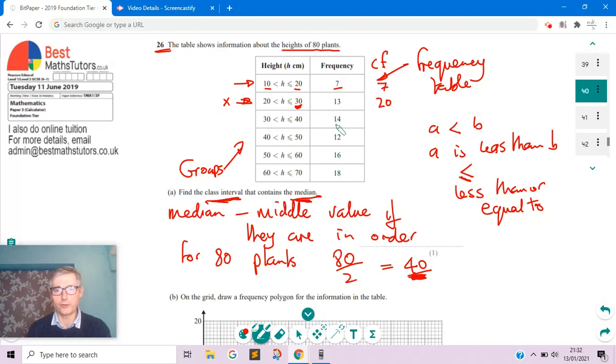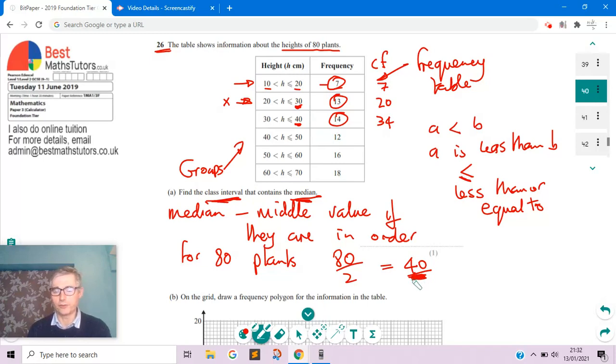If we then add this 14 onto that 20, we're going to get 34. That's the running total, and it's telling me that there were 34 plants which had a height less than or equal to 40, because the ones with heights less than or equal to 40 were these 7, these 13 and these 14. They all had heights less than or equal to 40.